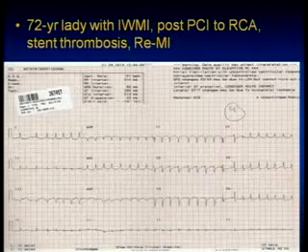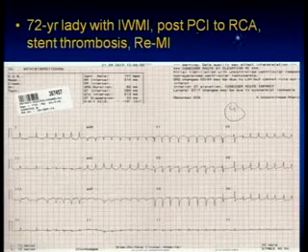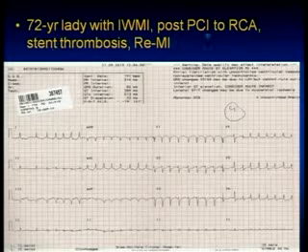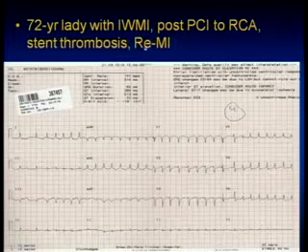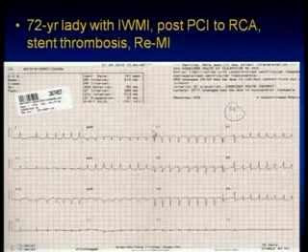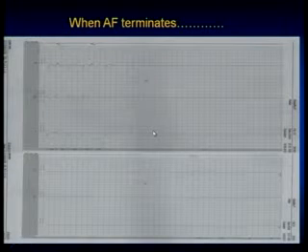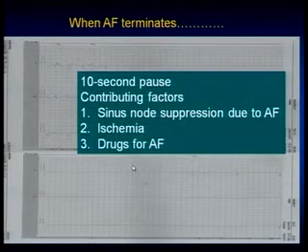This 72-year-old lady with inferior wall MI, admitted last week to our ICU, post PCI to RCA, had stent thrombosis. PCI was done outside and she was admitted with a stent thrombosis and recurrent re-MI. It shows an atrial fibrillation with a fast ventricular rate. When the atrial fibrillation terminates, you can see a prolonged pause. AFib terminates here, a 10-second pause here. So what could be the cause?